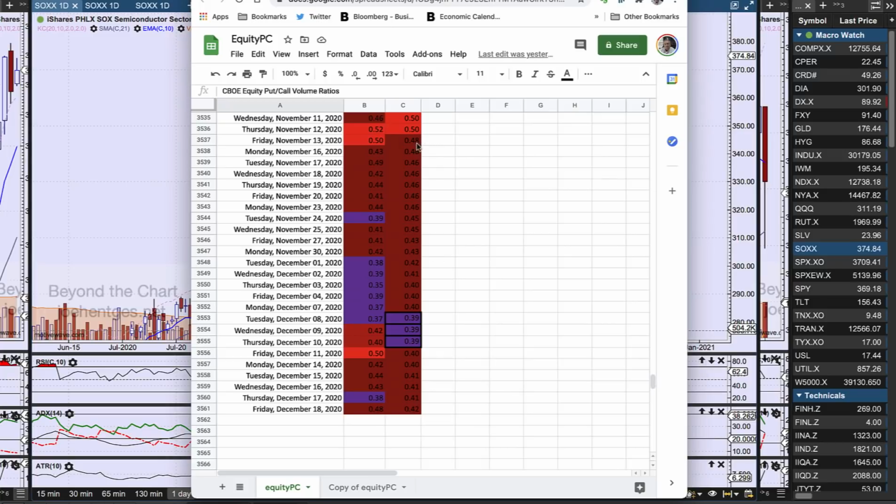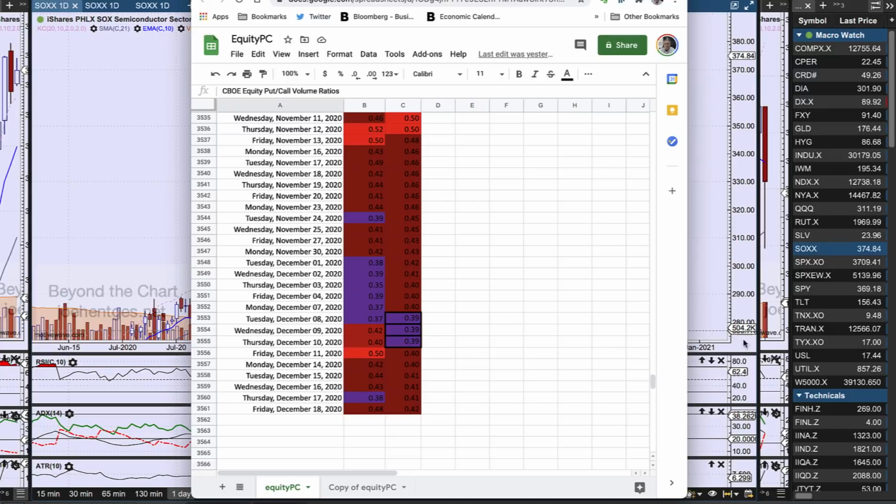And over here, this is the 10-day moving average of the put-to-call ratio. The reason I've got this highlighted here is that I have never seen a 10-day put-to-call ratio in the 30s, at 0.39. I've never seen it in 14 years.